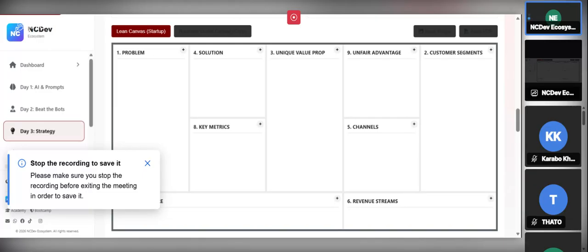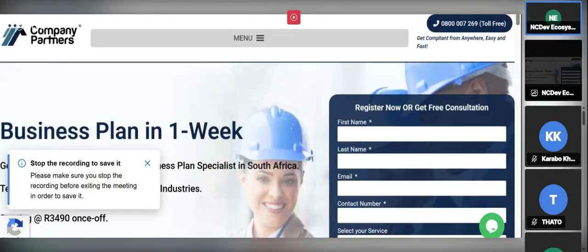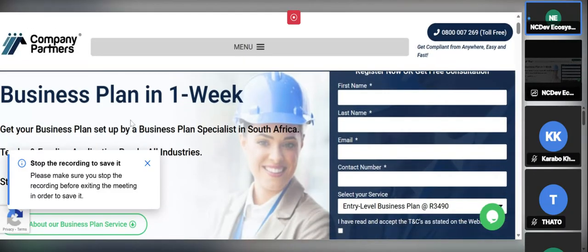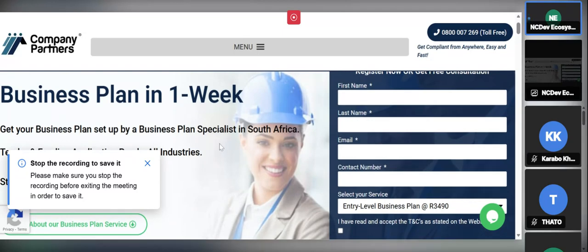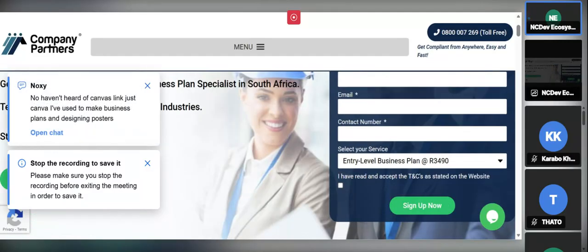And just to give you an understanding of the costing that goes with a business plan, how much it costs for you, if you have an idea and you want to start your company, and perhaps you are going to look for funding, and one of the requirements is that you must submit a business plan, right?